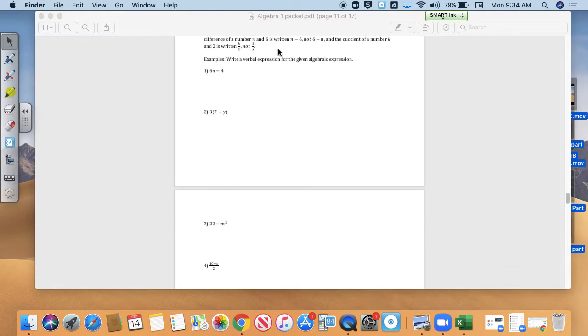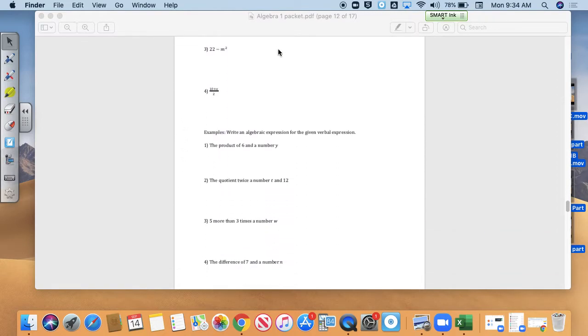Flipping this over to the other side here, I have 22 minus m squared. Well, I'm going to use the fancy word for subtraction, that's difference. So I'm going to say this is the difference of, and you would write the first number first, so 22, and the second number is m squared.